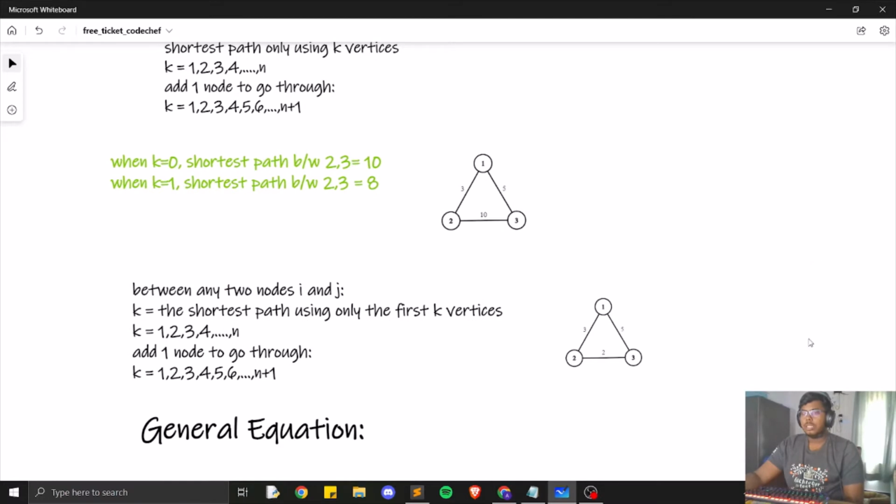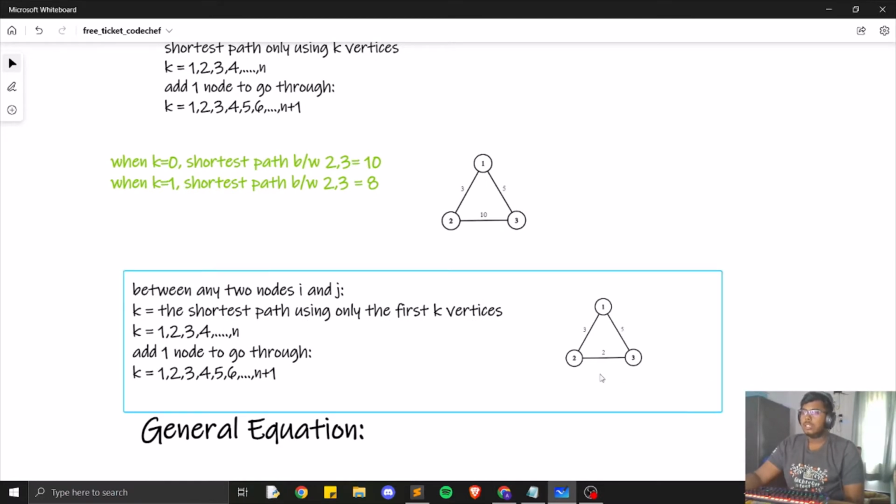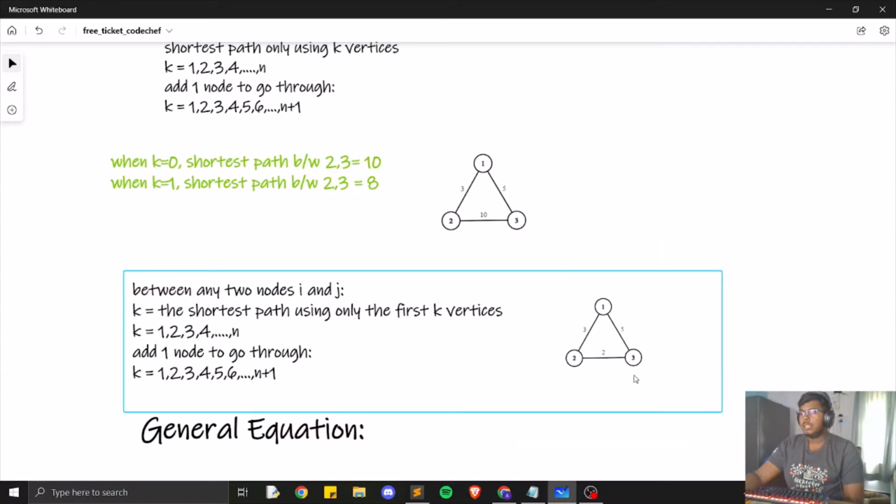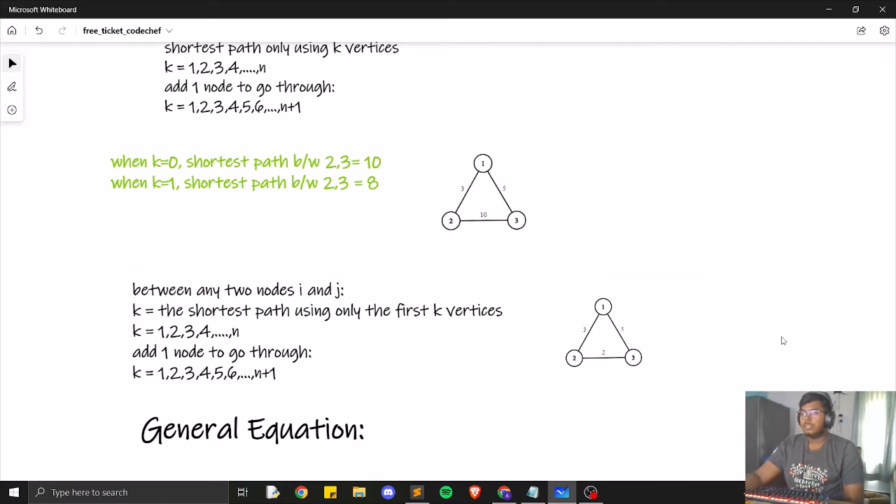Now let us see another example. Now the distance from 2 to 3 is 2. When k is equal to 0, and when k is equal to 1, the shortest path will actually also be 2 to 3, that is 2. Because when we move from 2 to 1, the distance is 3, and then from 1 to 3, the distance is 5, and the total distance would be 8, which is more than the direct flight between them.